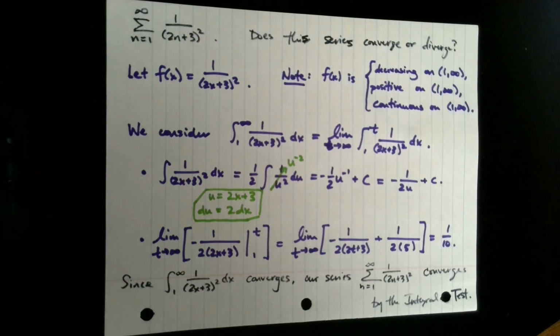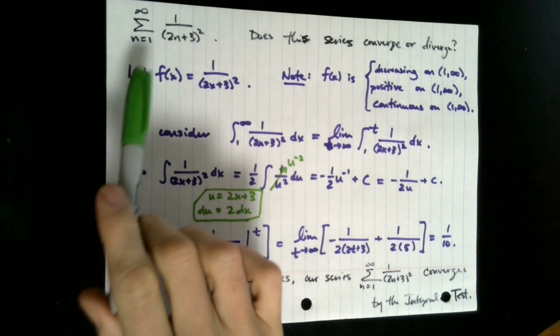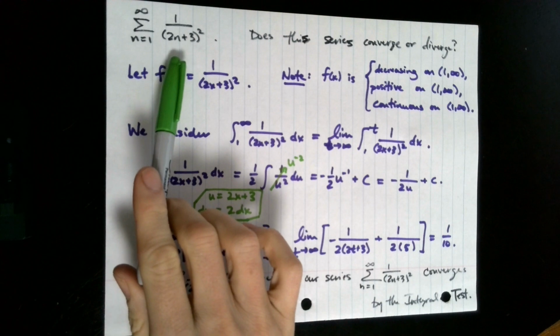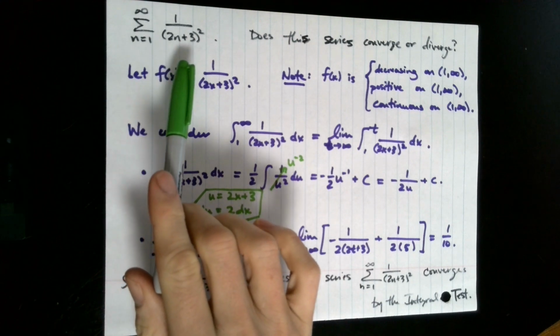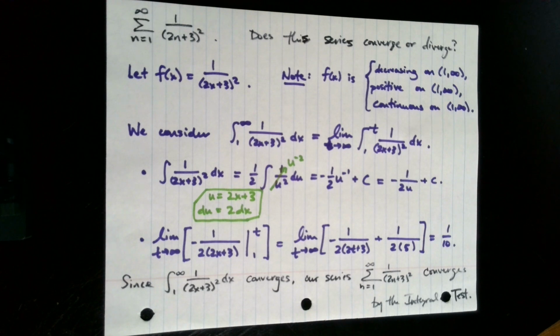All right, so let's work through an example to see the integral test in action. So consider this series here. We've got the sum from n equals 1 to infinity of 1 over the quantity 2n plus 3 squared. And the question is, does this series converge or diverge?